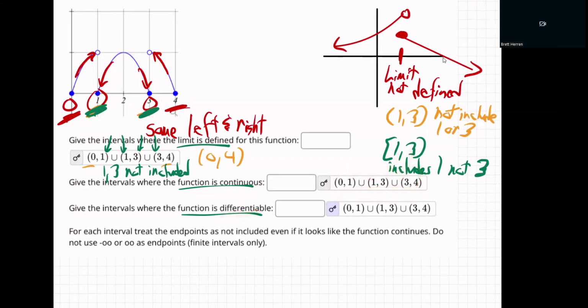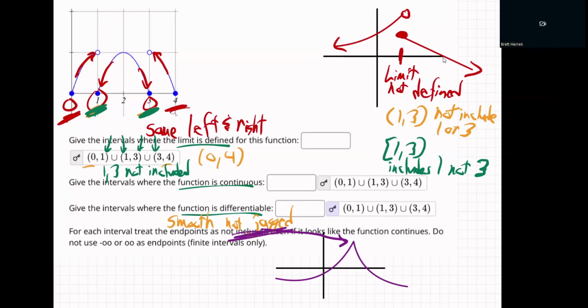Finally, differentiable. What does that mean? That means smooth. That's probably a new word for you, not jagged. It's a preview of the next chapter, coming attractions in chapter 3, where we're going to be studying derivatives. So to be differentiable, let me give an example. If you have a graph that goes like that and then like that, right there it's jagged. It's not smooth. So we say it's not differentiable. So to be differentiable is to be smooth.